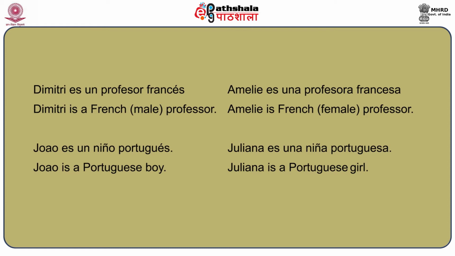Examples: Dimitri es un profesor francés, meaning Dimitri is a French professor, who is male, and Amélie es una profesora francesa, meaning Amélie is a French professor, and as the name suggests, it's a female professor. Same way, João es un niño portugués, that is, João is a Portuguese boy, and Juliana es una niña portuguesa, or Juliana is a Portuguese girl. Note that nationalities are not written with capital letters as in English unless they come at the start of the sentence. So you should remember that nationalities in Spanish are written in small letters.